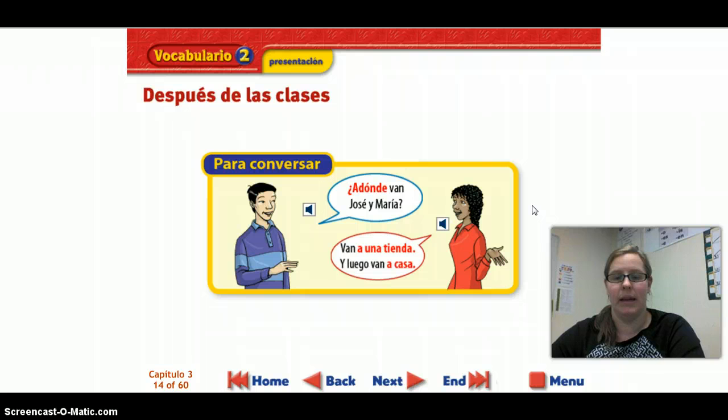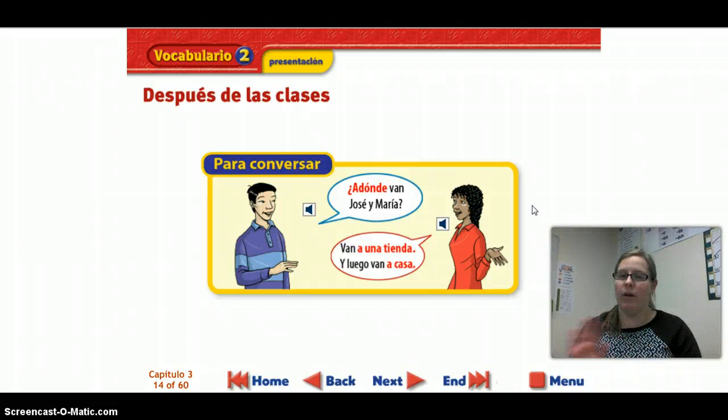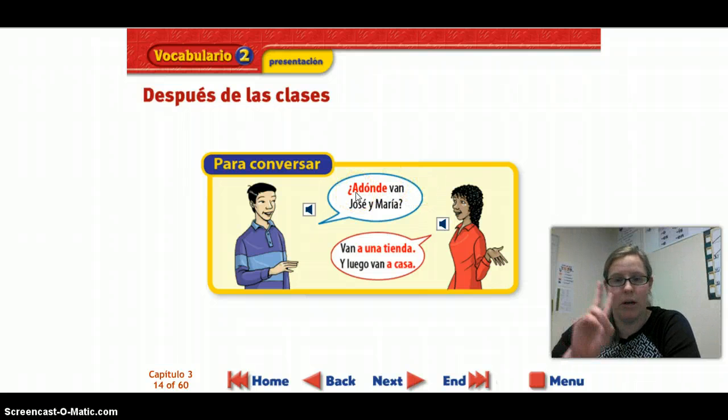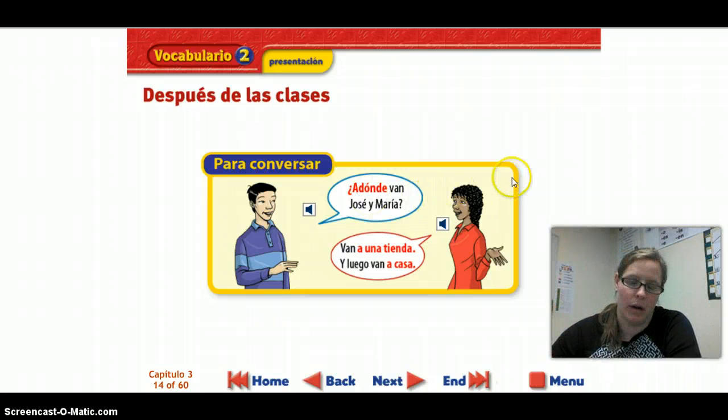Van a una tienda y luego van a casa. So whenever you use the verb ir, you have to have an a. Whether it's a question or statement or whatever you have going on, you must have an a. Okay, so that's important to remember. Also, remember that you might see a dónde as one word or as two words. It's kind of a traditional versus modified way to spell it, and both are technically recognized. Although a dónde as one word is a better. So just keep that in mind.